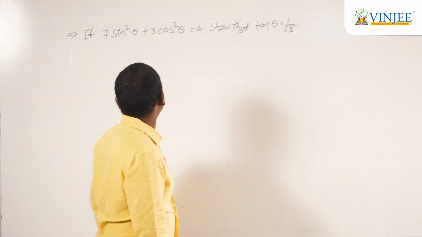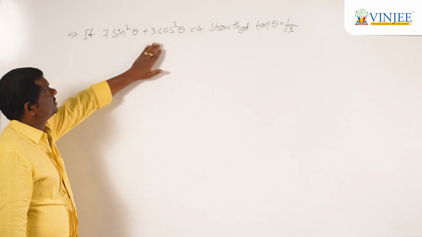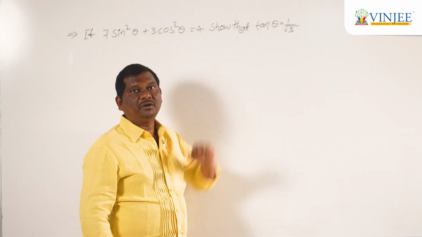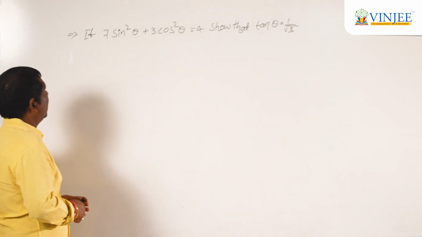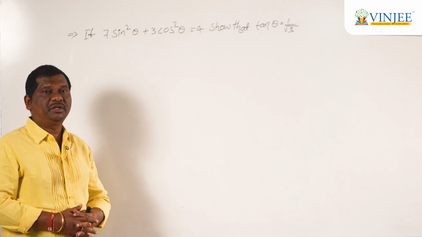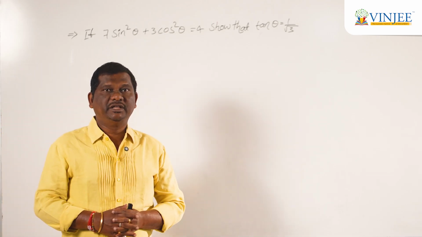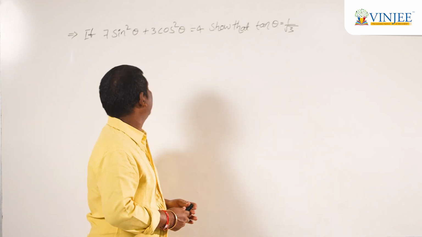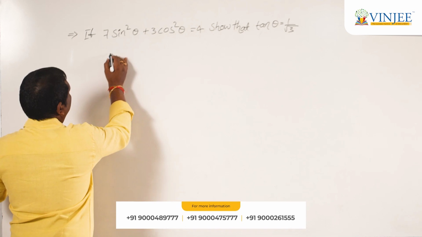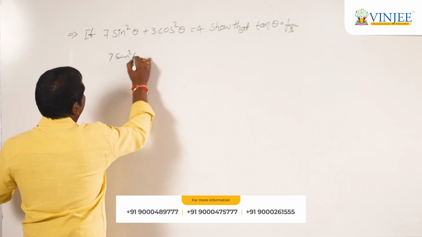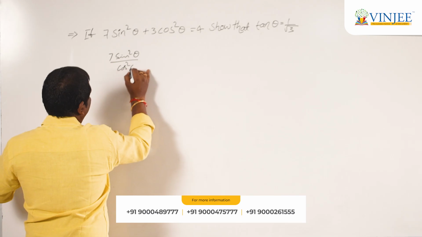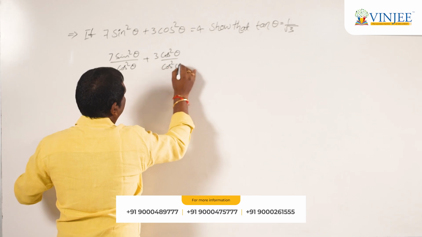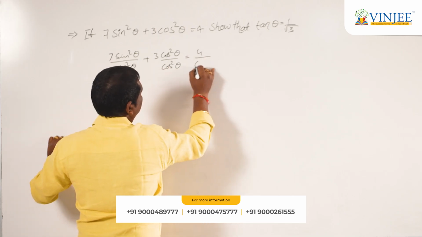Yes, next problem. If 7 sin square theta plus 3 cos square theta equal to 4, then we have to prove that tan theta will be equal to 1 by root 3. Now here, whenever a sin square theta plus b cos square theta equal to c is given, we have to divide with cos square theta. Now if I divide with cos square theta, 7 sin square theta by cos square theta plus 3 cos square theta by cos square theta equal to 4 by cos square theta.